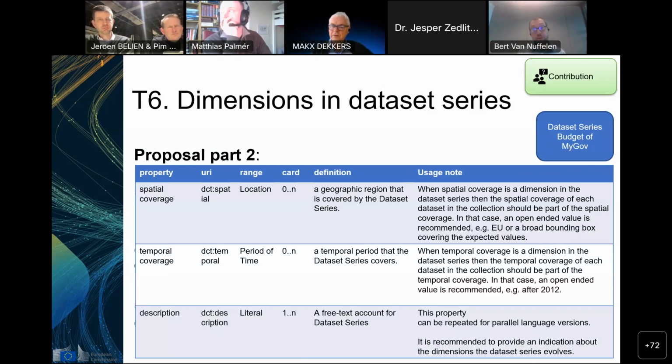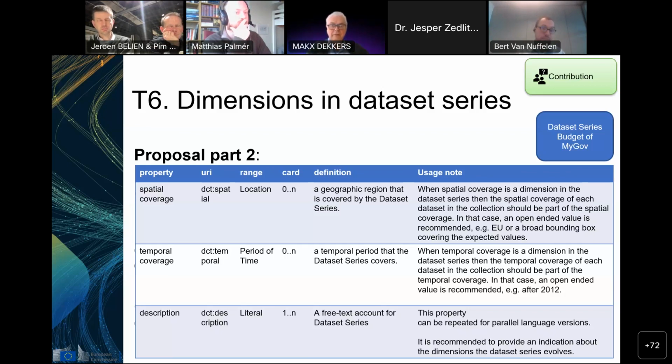If the datasets in the series evolve along spatial and along temporal, then it would apply to both. If it only evolves around spatial, then you only apply the one for spatial. If it's around temporal, you apply it only on temporal. And if neither of the two is relevant for you, then you don't have to do anything. This is not used. So it's basically up to the publisher to decide what view you want your users to have.